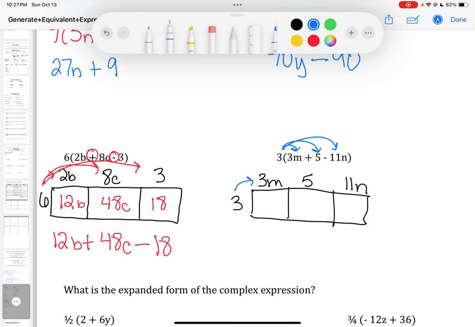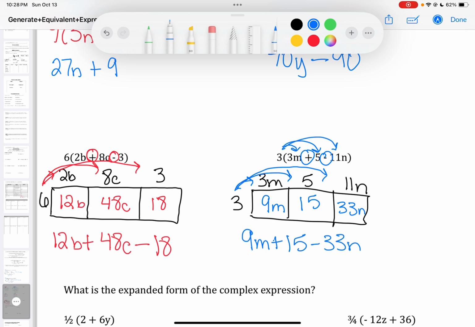So 3 times 3m is 9m. 3 times 5 is 15. And 3 times 11n is 33n. Now this can be written as 9m plus, we have a plus sign there, 15 minus 33n. So we started with 3 terms inside the parentheses and still ended with 3 terms.